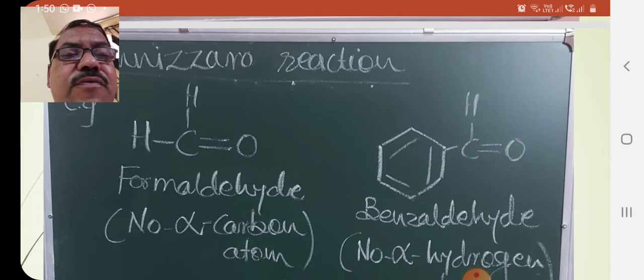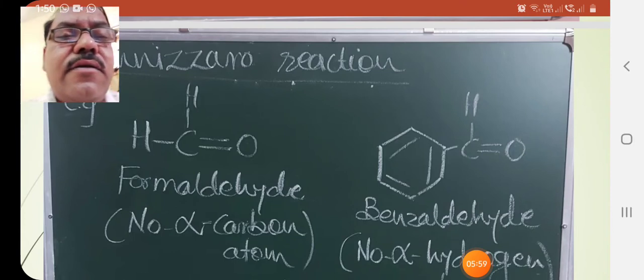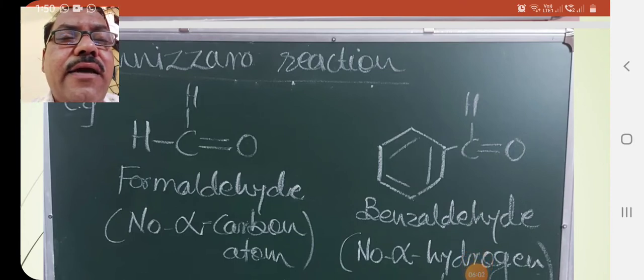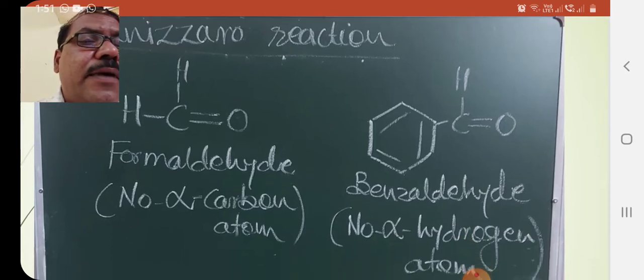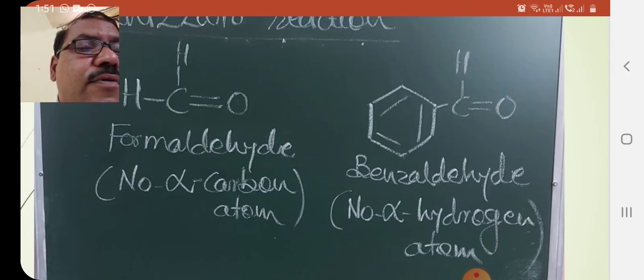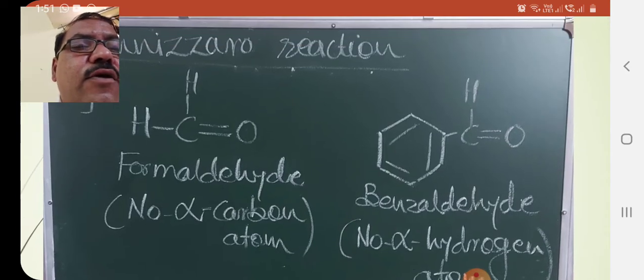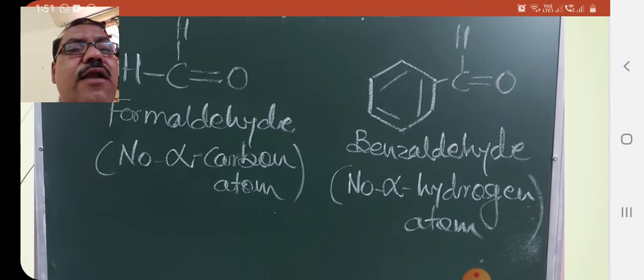For example, this is the structure of formaldehyde. The carbonyl group does not have any further carbon atom attached, therefore it does not contain an alpha carbon atom. Or in the benzaldehyde structure, the carbonyl group is attached to a benzene ring carbon atom, but this benzene ring does not contain any alpha hydrogen atom. Therefore the Cannizzaro reaction takes place in aldehydes which do not contain alpha hydrogen atoms. It is purely opposite to aldol condensation.